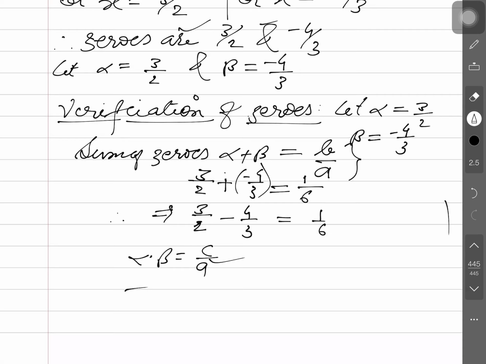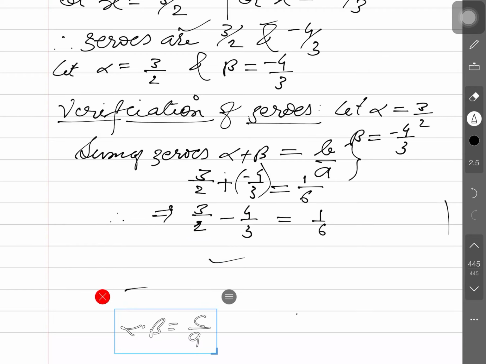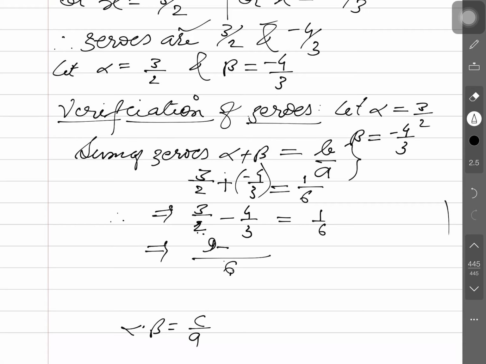So 3 by 2 minus 4 by 3 equals 1 by 6. What is their LCM? Their LCM is 6. 2 goes in 6 three times, 3 threes are 9. 3 goes in 6 two times, 2 fours are 8. So 9 minus 8 is 1, over 6. You may see the left and right hand sides came equal. It means the left side holds this relation.